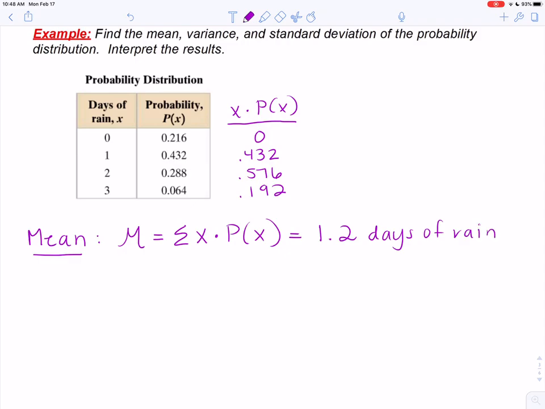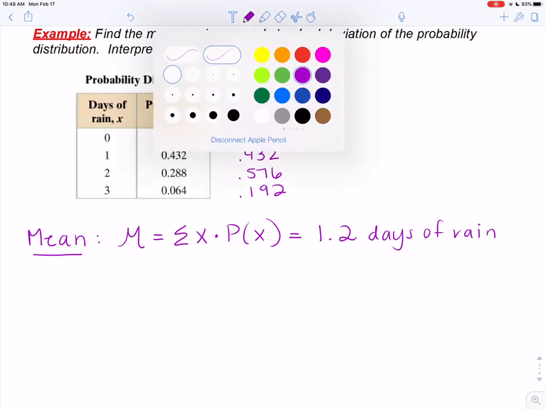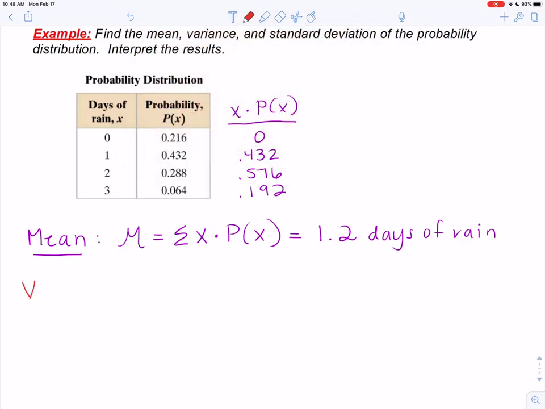This is commonly referred to as an expected value. All right, so we're saying we would expect a little more than 1 day of rain over this 3-day period based on the discrete distribution that we have. All right, so that one is pretty straightforward, not too bad to calculate. The next one that we're going to look for is our variance.